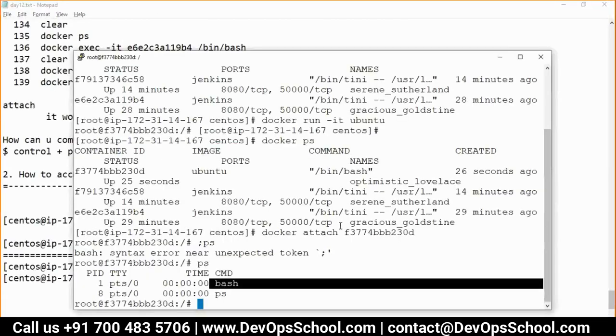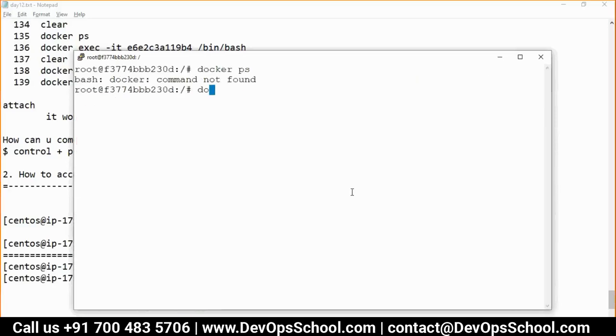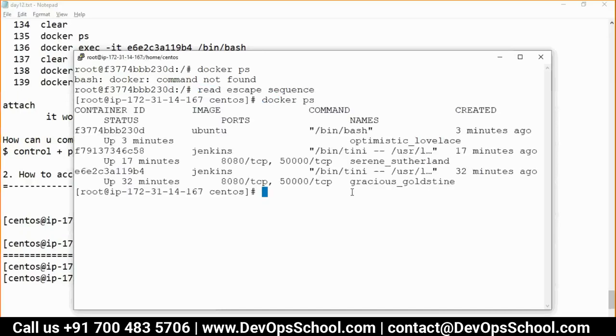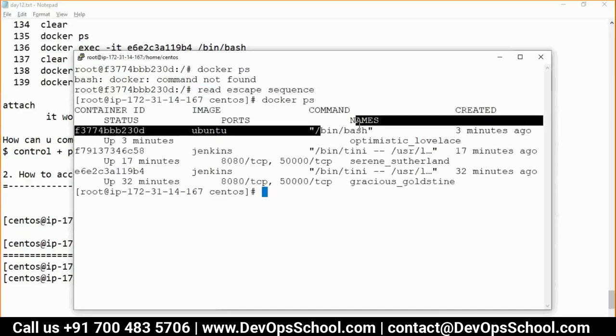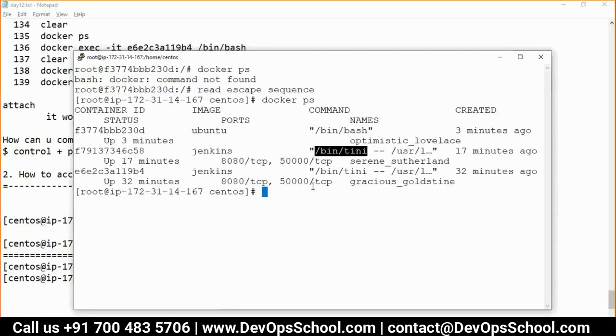So here, if I do Docker PS, I'm inside a container, okay? Control P Q, Docker PS. This is the PID1. This is the PID1. This is the PID. Make sense?